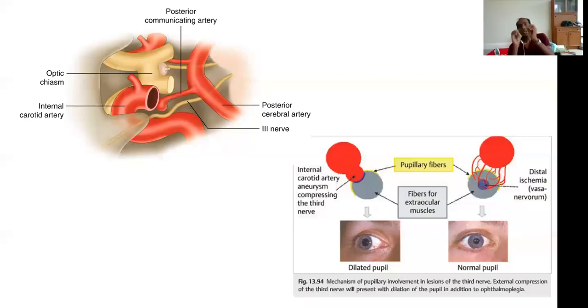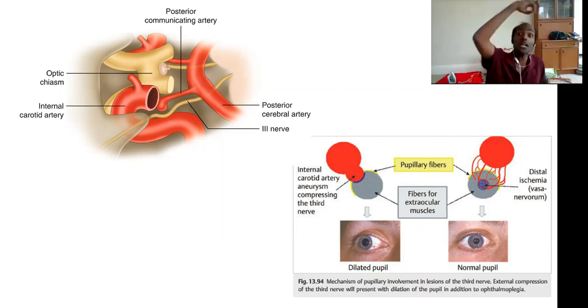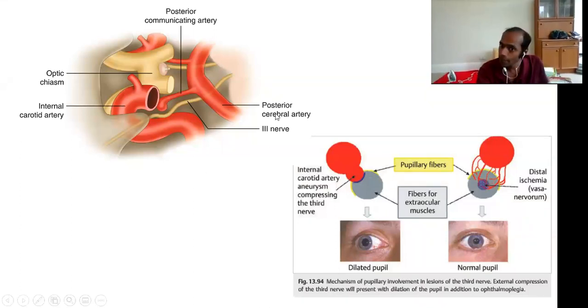Diabetes, hypertension, the nerve is involved from inside out, so the pupil is not involved. If it's an aneurysmal compression of the third nerve, then the pupil is involved because why? The pupillary fibers travel on the outermost aspect of the third nerve. Right. Moving on.